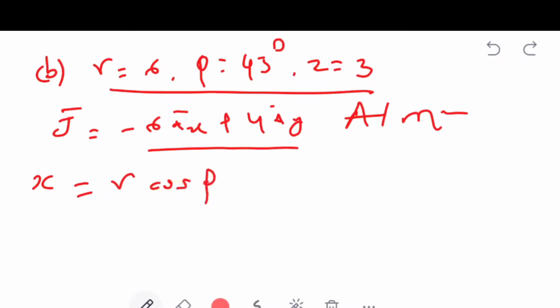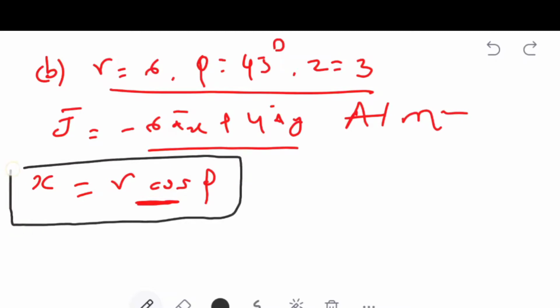That is the cylindrical coordinate system to Cartesian coordinate system. How to convert? The formula is x equal to r cos phi. This formula we have to use. X, y, z we have to calculate.